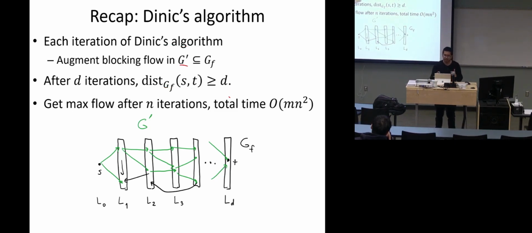If you run Dinic's algorithm, we know that after n iterations, the total time is mn squared, because each blocking flow takes mn, and there are n iterations. Okay, so keep this in mind. This is just to refresh your memory.